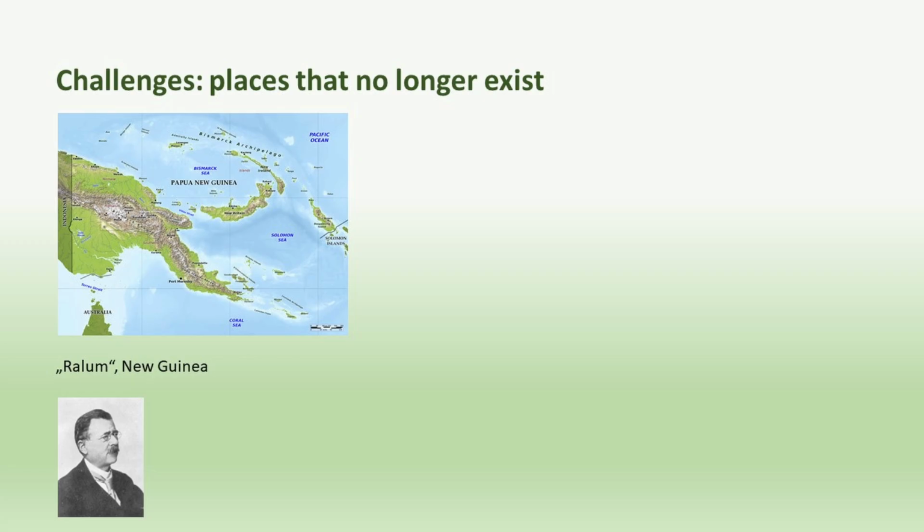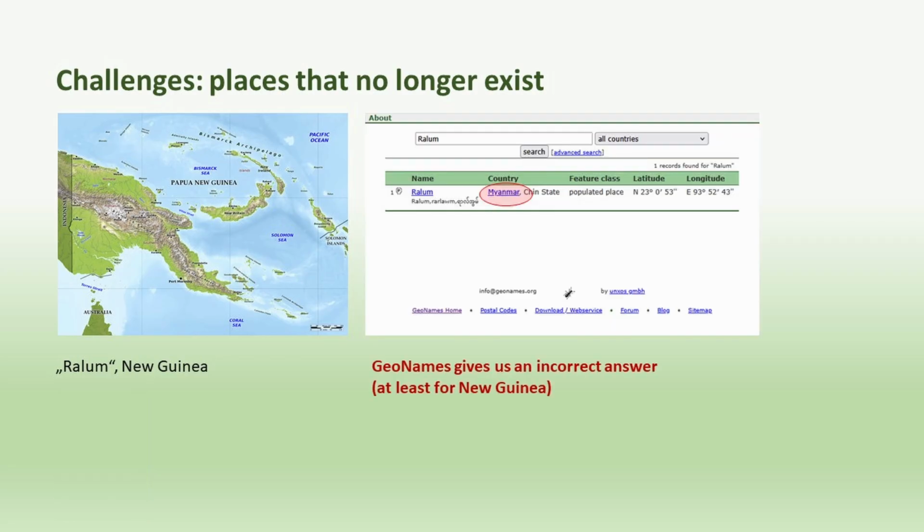There are, of course, other challenges. Sometimes you start to find places that don't exist anymore. Friedrich Dahl collected a lot of things from a place called Rallum in New Guinea. And when you put Rallum into GeoNames, it tells you it's in Myanmar, which is not correct, at least not the place that we're looking for. So here we have a problem that the locality we're looking for is in this case not in the database, and that makes life a little bit more complicated.